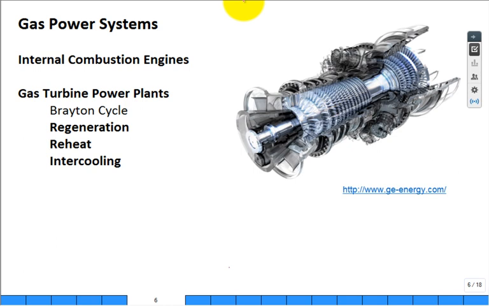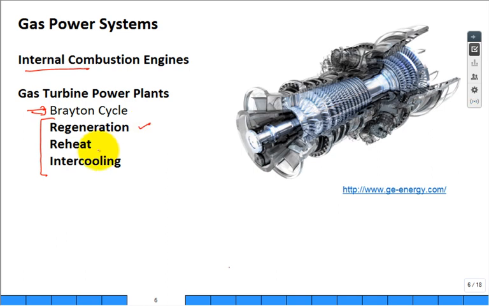So we continue in this chapter on gas power systems, and we've talked about the internal combustion engines, Otto and diesel cycle. We've been introduced to the Brayton cycle, and today we're going to talk about improvements in the efficiency of the Brayton cycle. We're going to talk about regeneration.